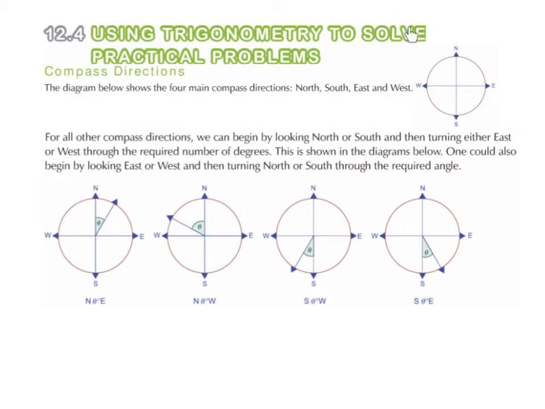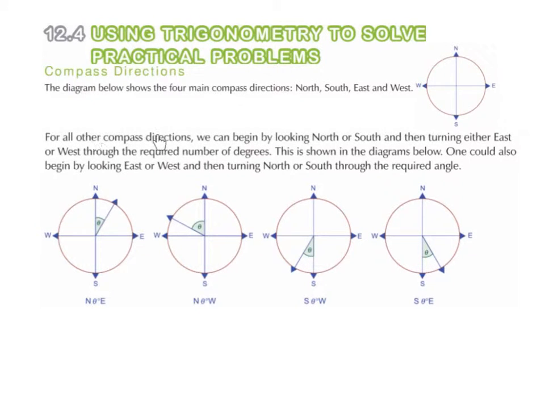Using trigonometry to solve practical problems. Compass directions. The diagram below shows the four main compass directions: north, south, east and west. So north, south, east and west.